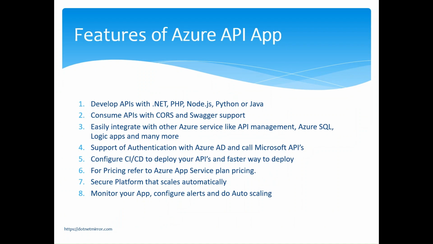It has inbuilt authentication mechanism with Azure AD and other authentication connectors, and you can call Microsoft APIs as well. Once you develop your APIs, you can configure CI/CD to deploy your APIs, and it is an easy and faster way to deploy your APIs. For anything related to pricing, you have to refer Azure App Service plans for API app, and it's a secure platform. You can scale automatically whenever you need. You can scale in or you can scale out, and also you can monitor your app, configure alerts, and configure auto scaling. So these are few features of Azure API app, and there are many more.